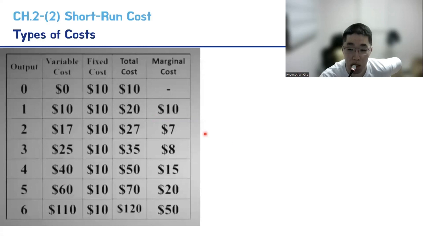So it is the extra cost, the 8 and 15 and 20 and 50, right? So now that you can calculate these whole costs, let's calculate the per unit cost.